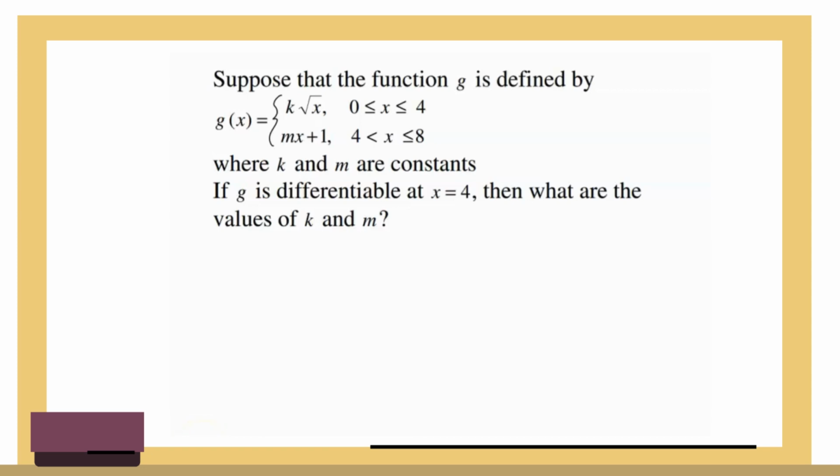All right, so if g is differentiable at x equals 4, let's write g prime's function next to g's piecewise function. So g prime is equal to, if k is a constant, then the derivative of k root x would be 1/2 k x to the negative a half, which would be equal to k over 2 root x, and again it would be from 0 to 4.